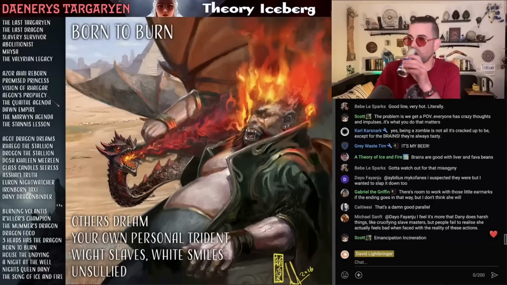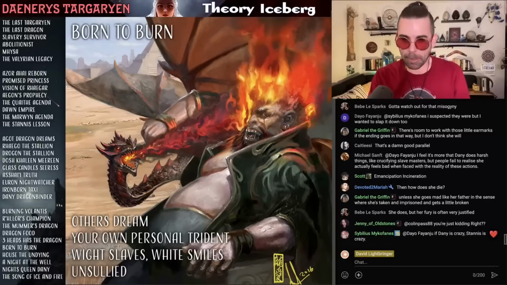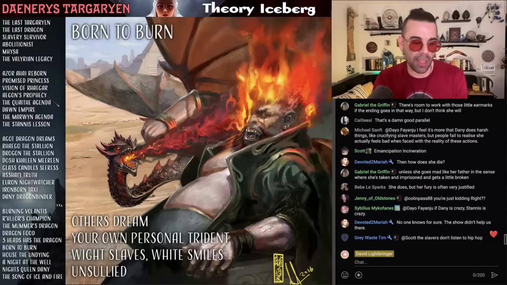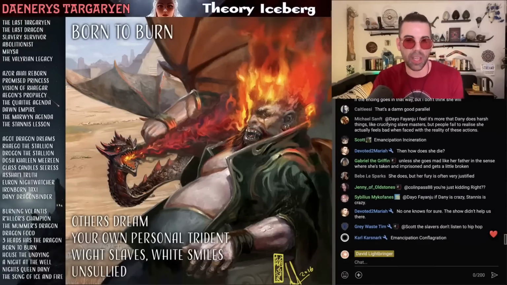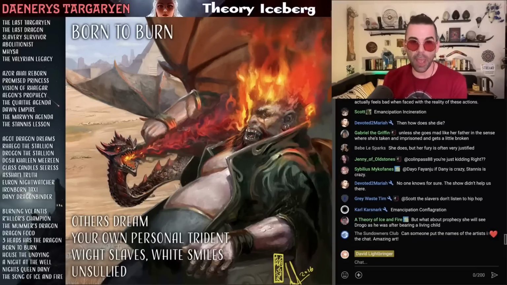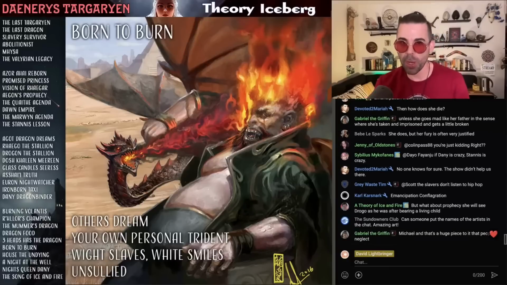Emancipation Incineration. How will Dany die? And I'm mostly zeroing in on this from the point of view of the magic things that need to be accomplished. So setting the whites free somehow, not just burning the others, but maybe whatever's at the heart of winter. So let's talk about the Undying, because that's what's suggested.